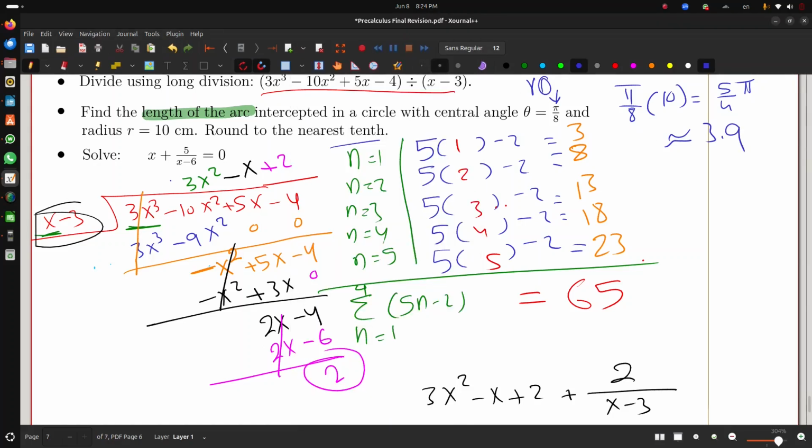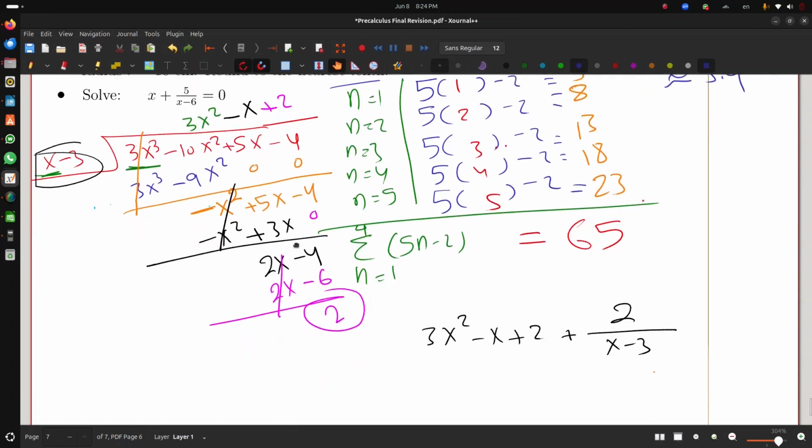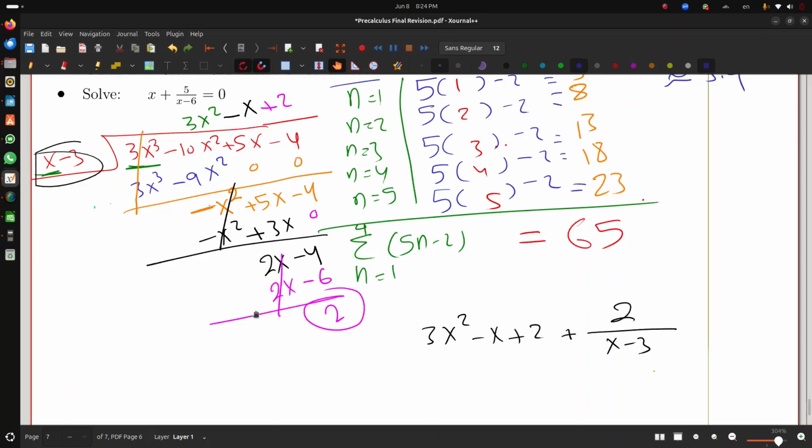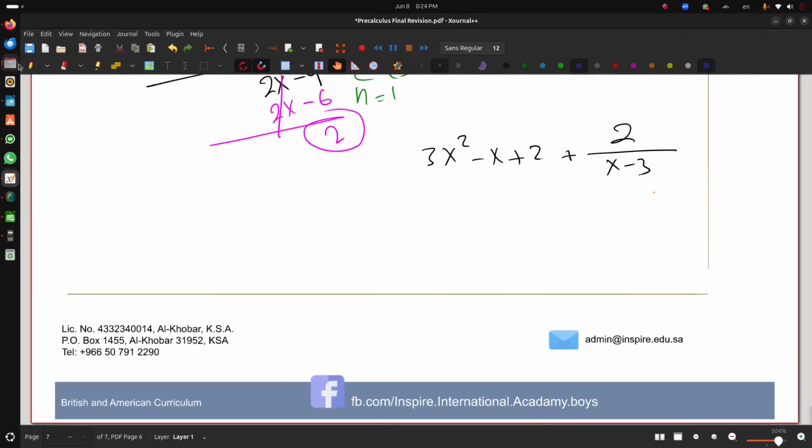Okay, last question. It's an equation. x plus 5 over x minus 6 is equal to 0. Let's do it. x plus 5 over x minus 6 is equal to 0. At first, 6 is removed from our domain. So if we have the answer 6, we cannot pick it. We multiply all sides by x minus 6 to remove it.